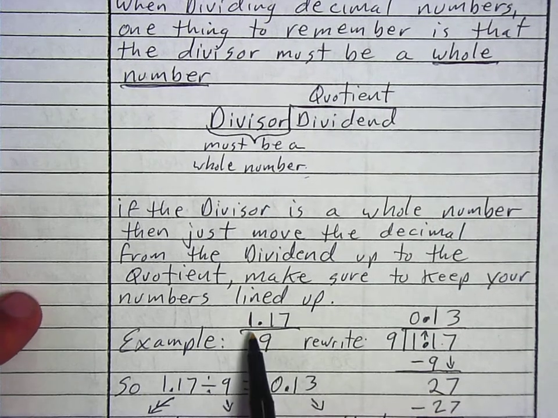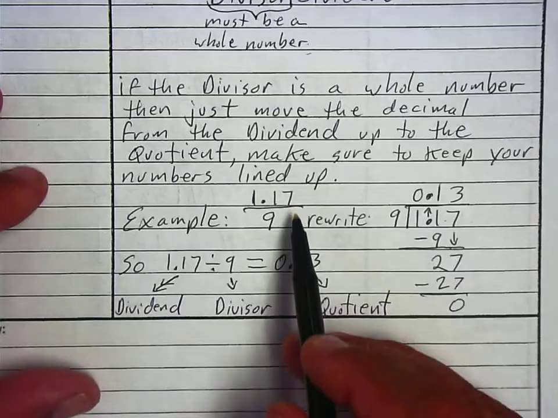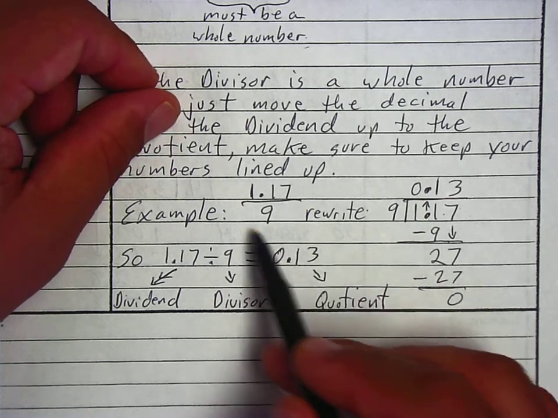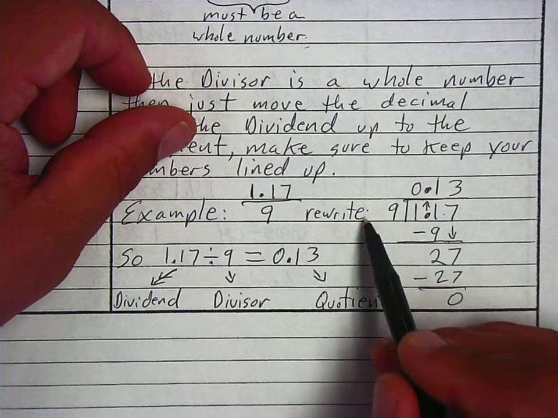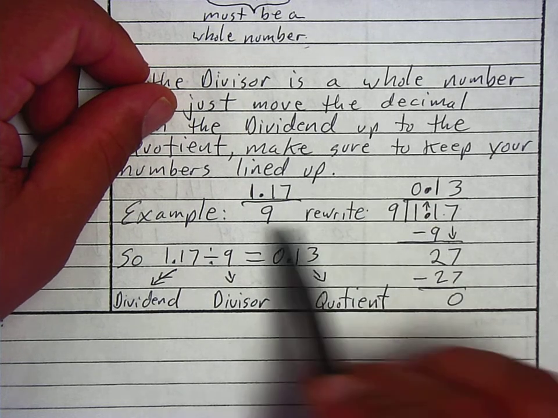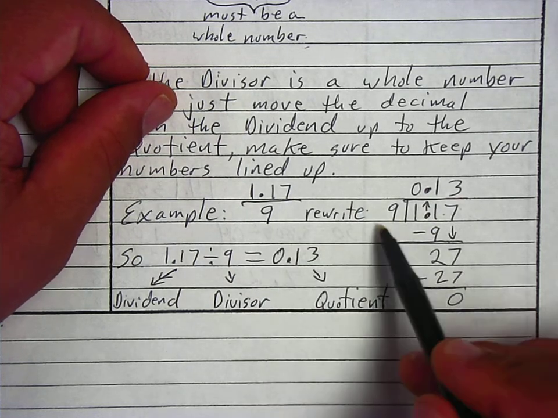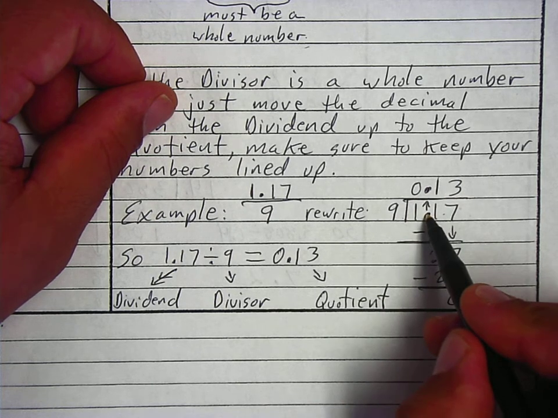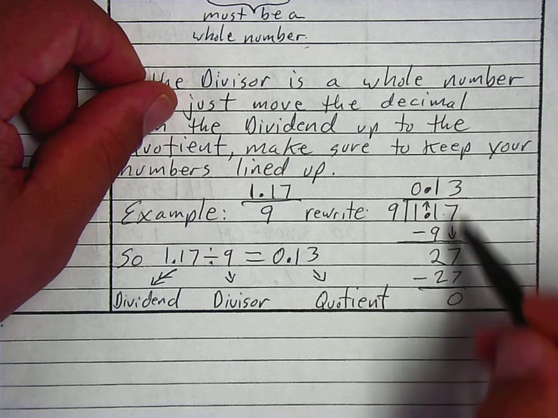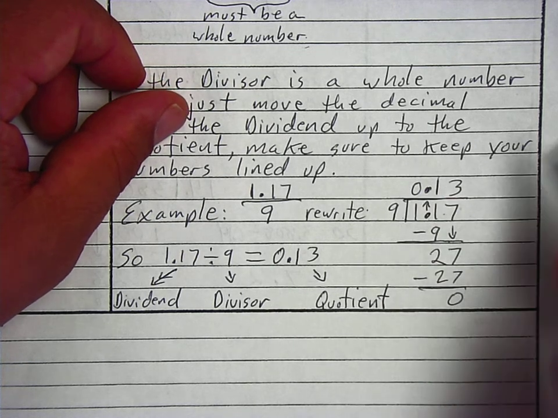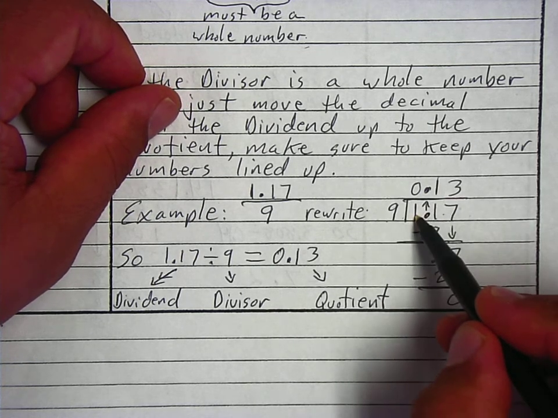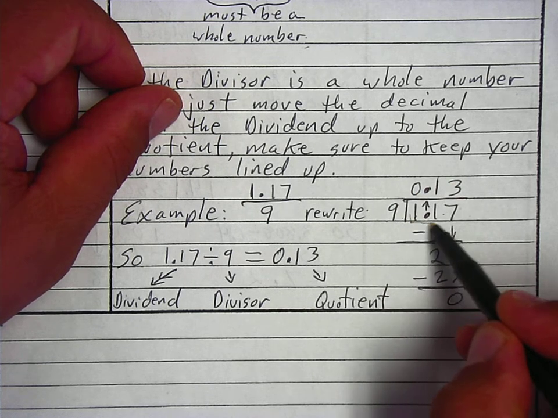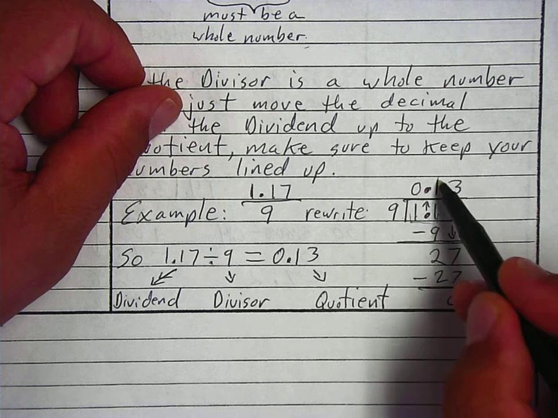Example, I have here 1 and 17 hundredths divided by 9. So what you need to do is rewrite it into this format. Remember that the top number is the dividend, the bottom number is the divisor. Since the divisor is a whole number, all you have to do is move the decimal in the dividend straight up and then start dividing like normal. Here, 9 goes into 1 zero times. So now you write 0. Now you use the whole 11 here. 9 goes into 11 one time.